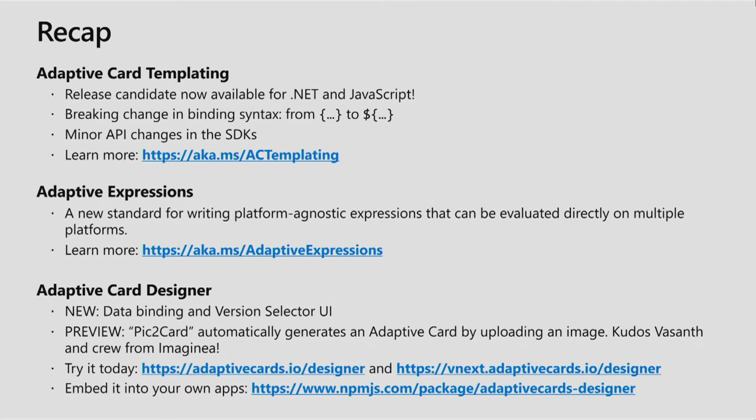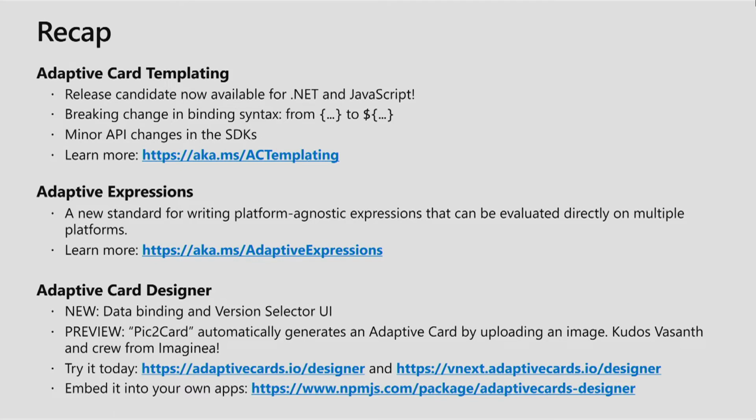Adaptive expressions, as David mentioned, is a new standard for writing platform-agnostic expressions that can be evaluated directly on multiple platforms. If that's something you'd be interested in, check out this Learn More link. And lastly, you saw the adaptive card designer got a pretty nice new set of features with a rich data binding UI, as well as a version selector UI to help see what cards might behave like on maybe down-level platforms.